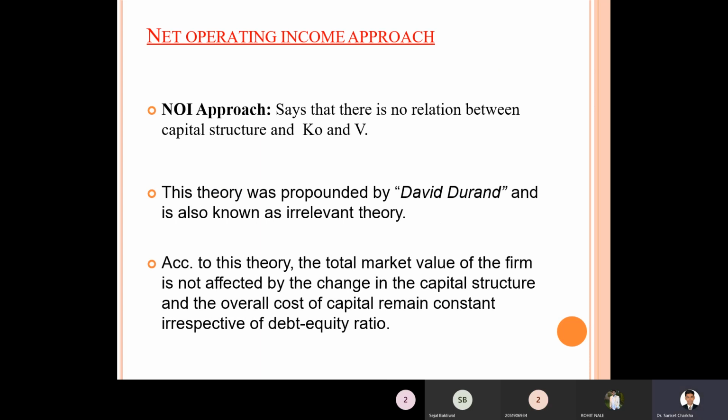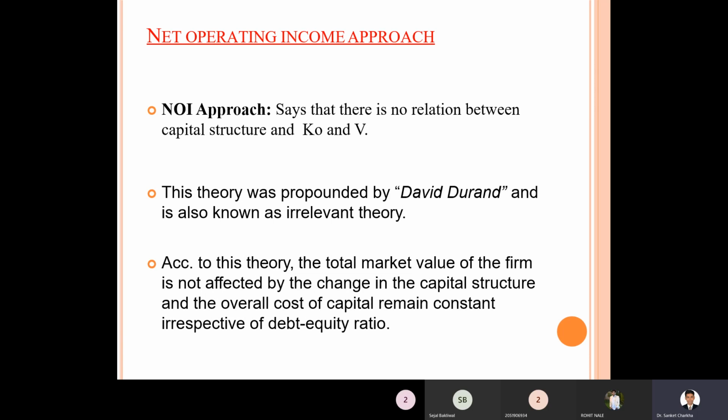Now we move towards the net operating income approach. The net operating income approach says that there is no relationship between the capital structure and the cost of capital or the valuation of the firm. This theory was again proposed by David Durand, and it is also known as an irrelevant theory.